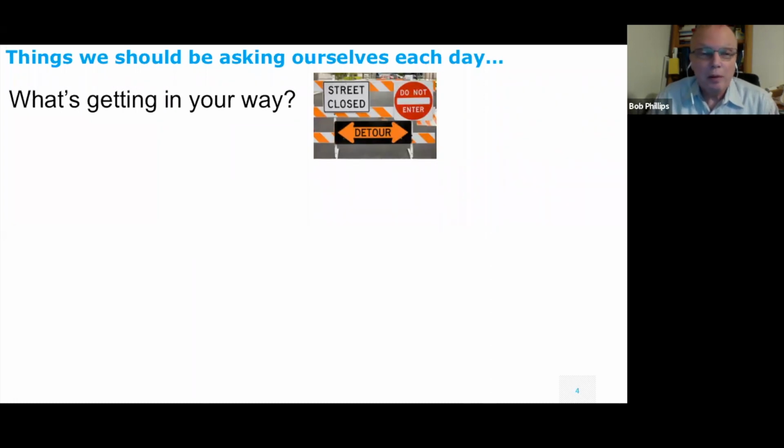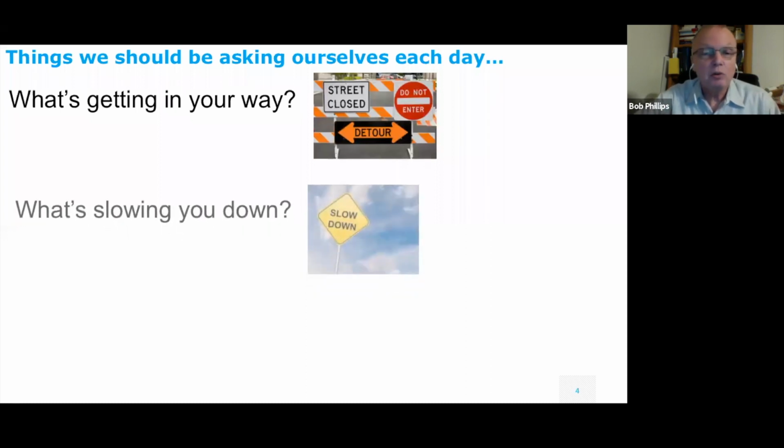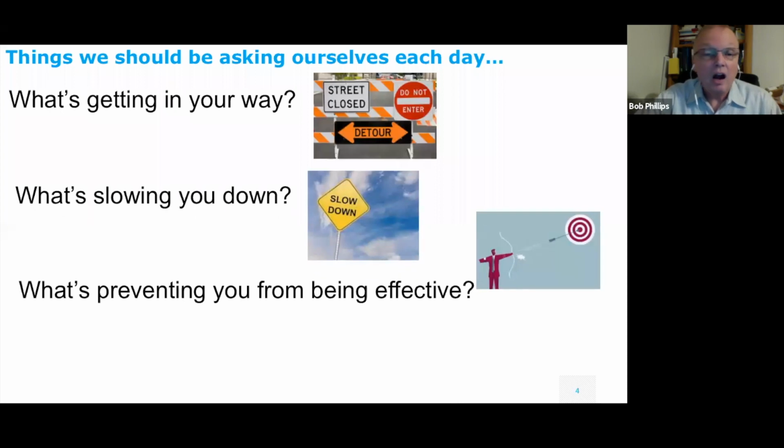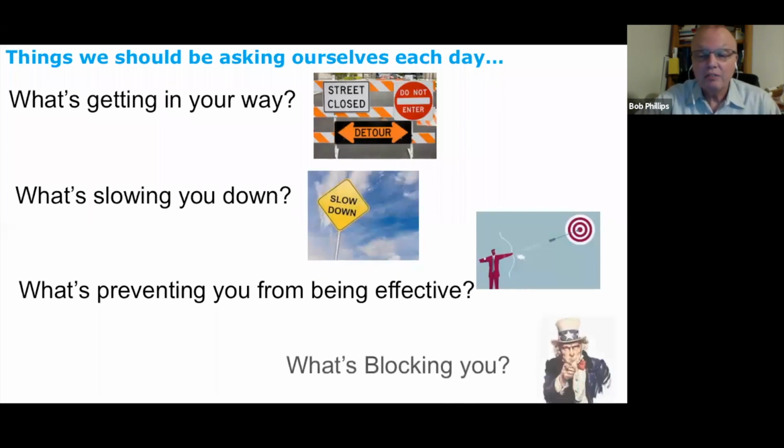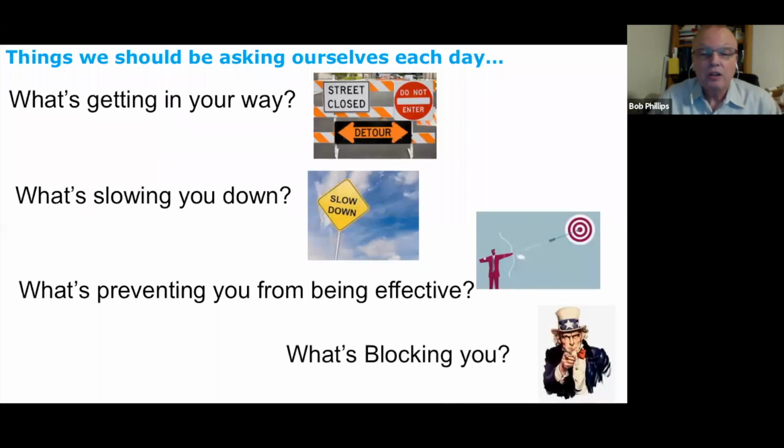So things to think about during the daily Scrum: one daily Scrum you could ask, what's getting in your way? You could have them answer that question. Another thing you could ask is, what's slowing you down? What's preventing you from being effective? And finally, what's blocking you? That's the final question that you would ask. But those 3 other questions are good to put in people's minds.